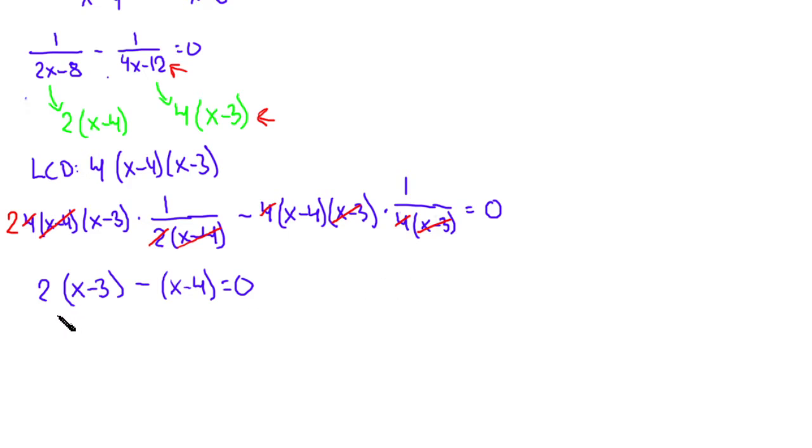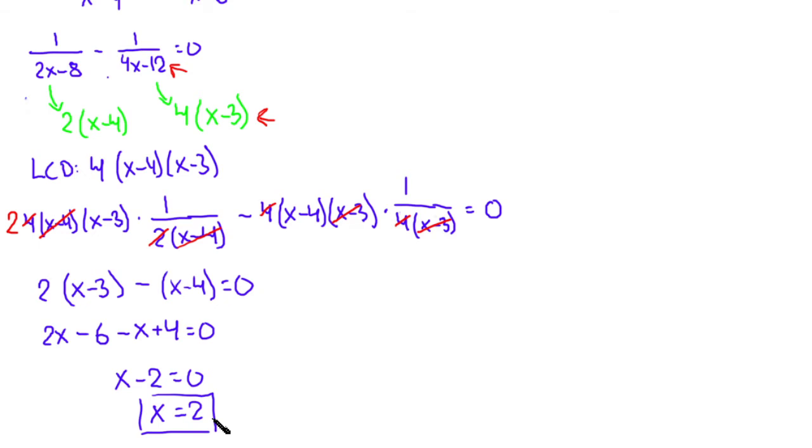I'm going to start by expanding this. 2 times x is 2x. 2 times negative 3 is negative 6. I'm going to drop the brackets, but because we have a minus sign here, all the signs in the bracket will change. So it's going to be negative x plus 4 equals 0. Combine like terms: 2x minus x is just x. Negative 6 plus 4 is negative 2. Add 2 to both sides, and there's our root. x equals 2.